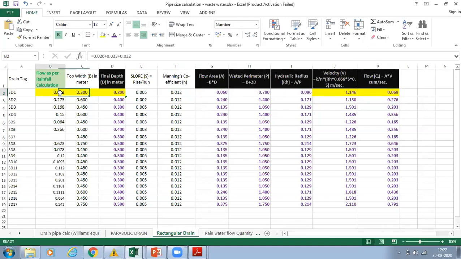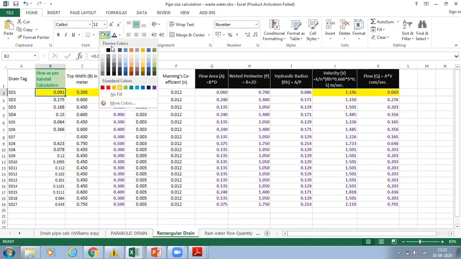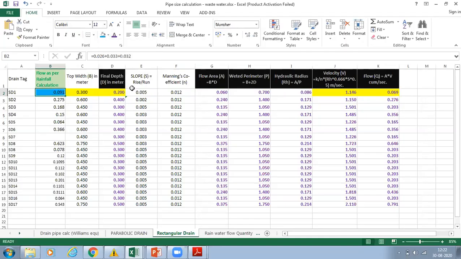My required flow is 0.091. What is the output coming? My requirement is 0.091, my output is 0.061. It will not be okay. Then what do I have to change? Here I have to change the width to 400. I will change it. Now I will get 350. So now I will get almost equal here.